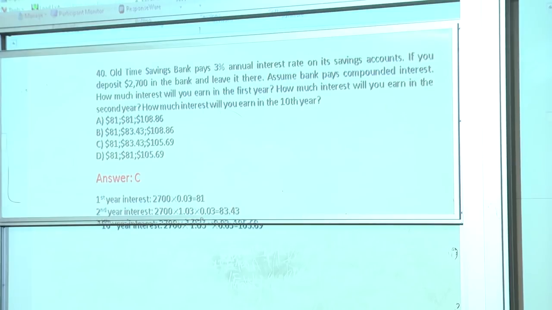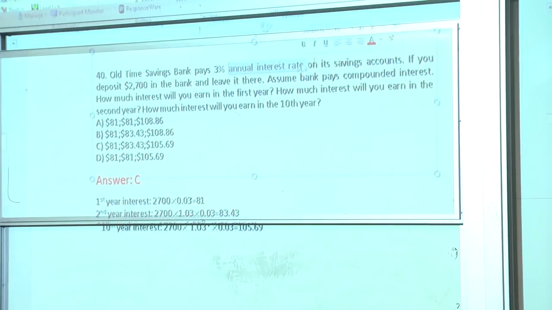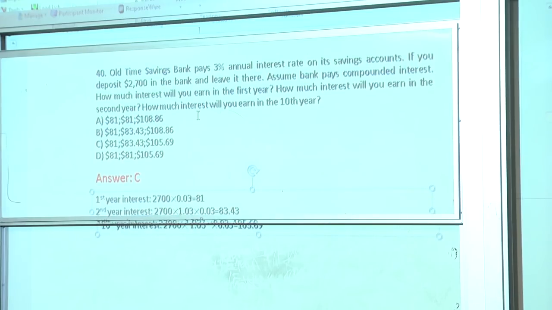It's the compounding method, right? And as it's an annual interest rate, we don't see any monthly or quarterly compounding. There's no information on how it's compounded, so we just assume it is annual compounding. So how much interest do you earn in your first year?